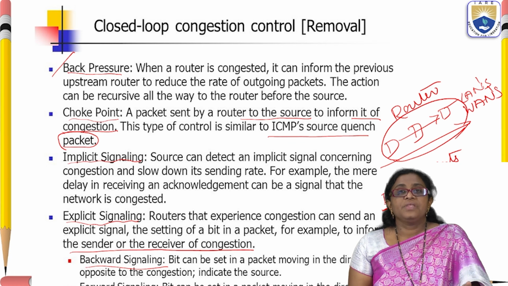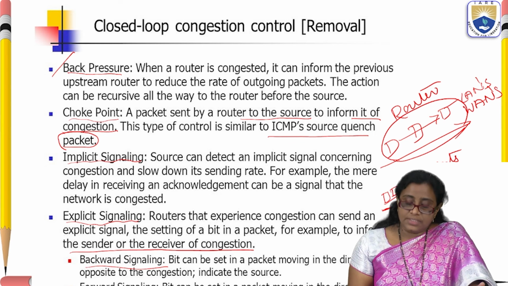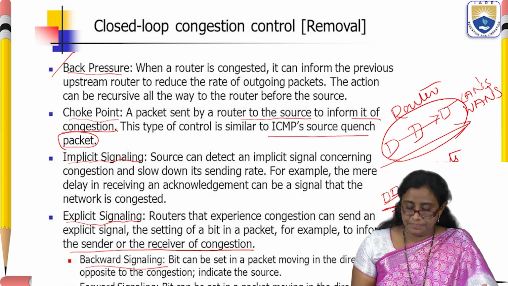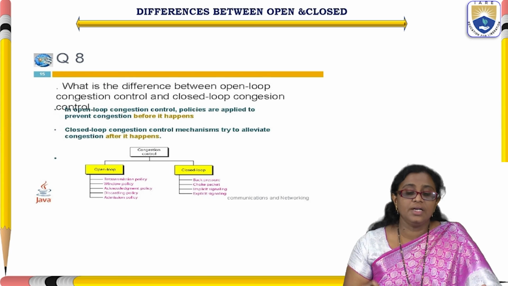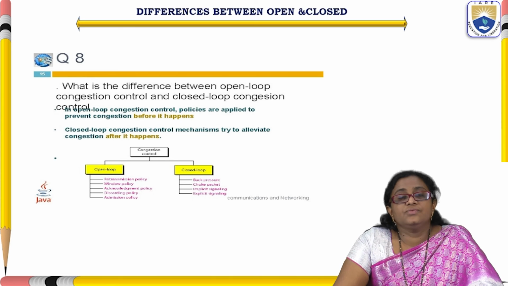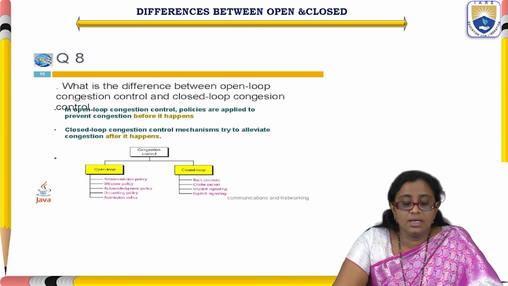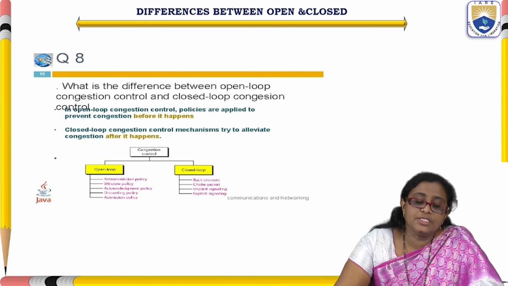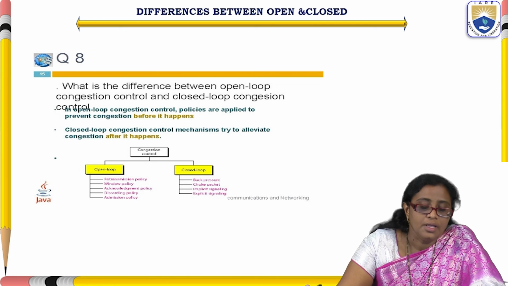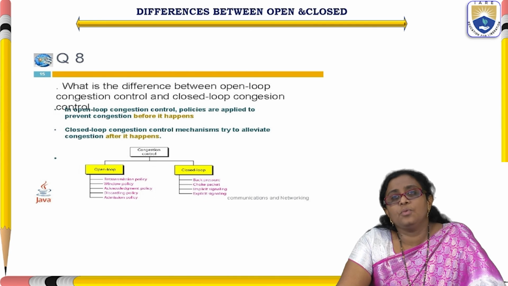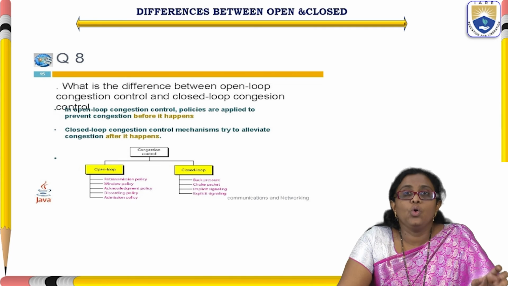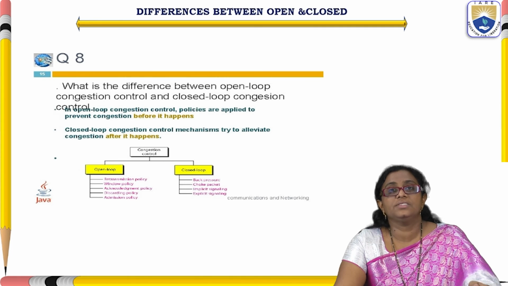These are the main elements or subtopics which should be included under the closed loop congestion controlling algorithms. Coming to that, I want to make the differences, or a review, based on the two types. What is the difference between open loop congestion control and closed loop congestion control?